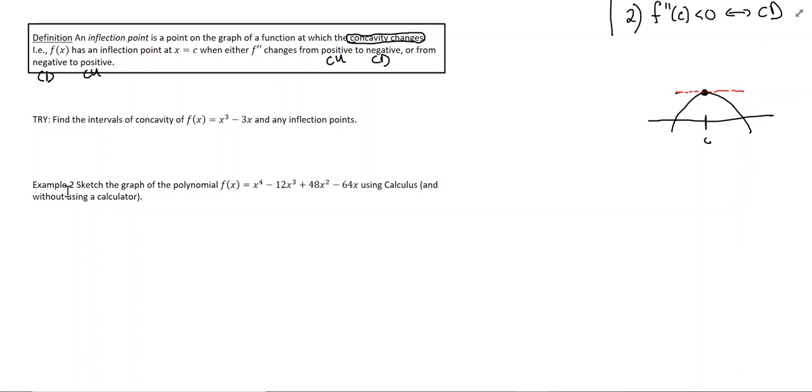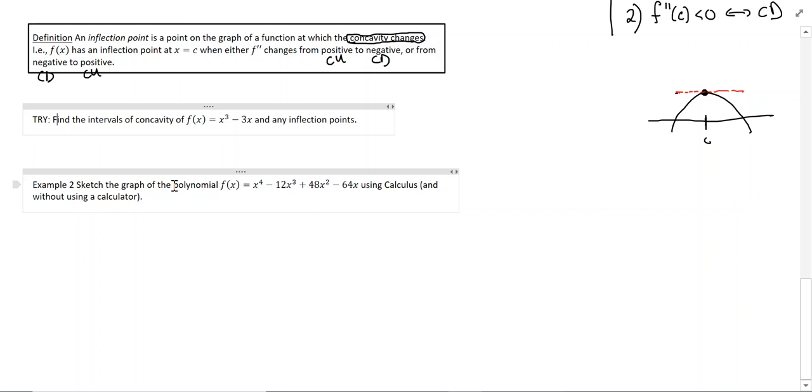Let's work an example. Our example will be example 2 here, toward the middle of the screen, to sketch the graph of this fourth degree polynomial. Before we get to this though, pause the video and try what you see in the box above. Try to find the intervals of concavity and the inflection points for this function that we were working with earlier, x cubed minus 3x. Find the intervals where the graph of that function is concave up and concave down, and then find any inflection points that the graph may have. Try that now.